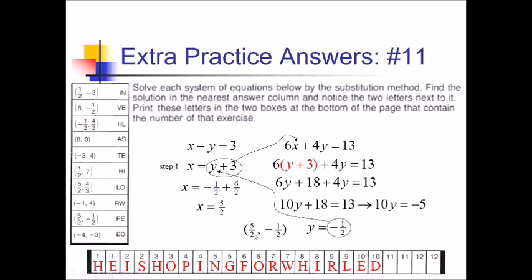And that is going to match up with, let's see, here's a 5/2, but we don't have the -1/2. So this one, I think, was just there to distract us. Down here, we have 5/2 and -1/2. So we've got a P and an E going in those 11 spots.